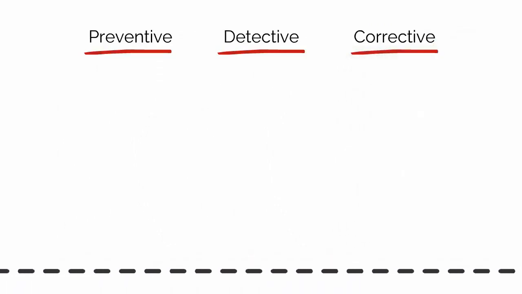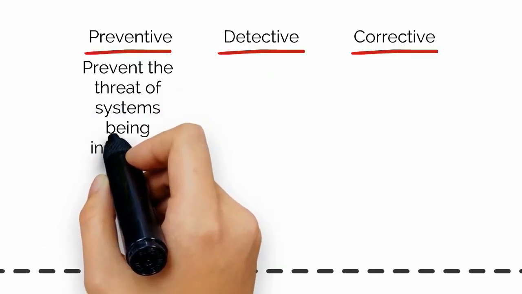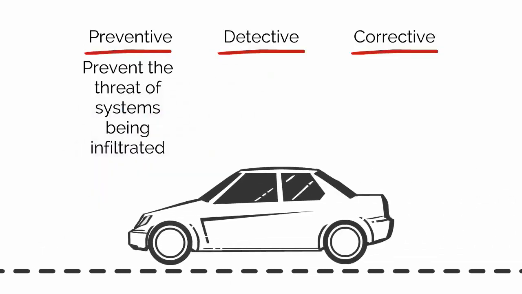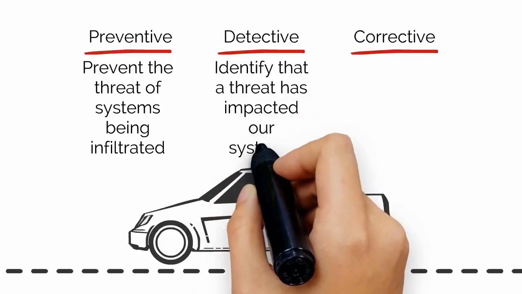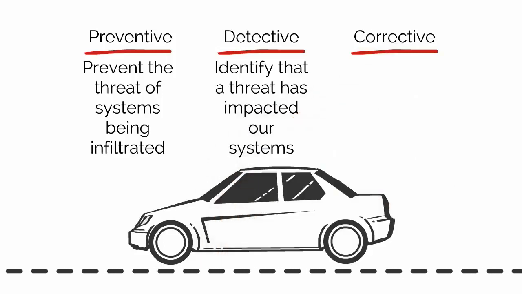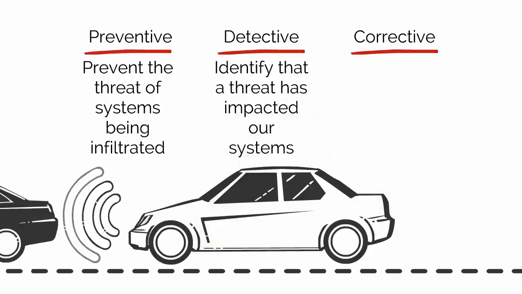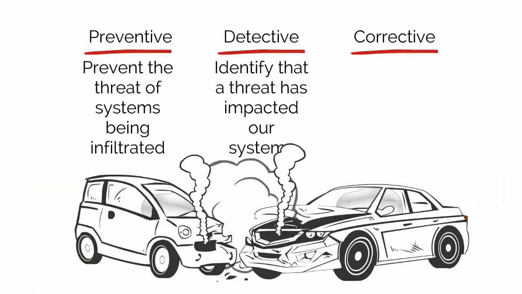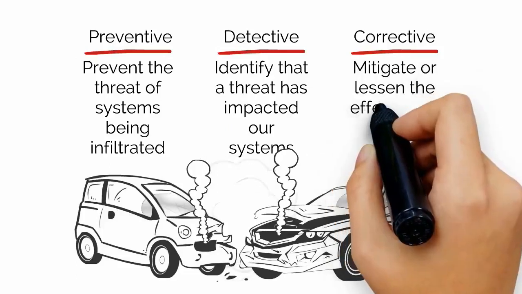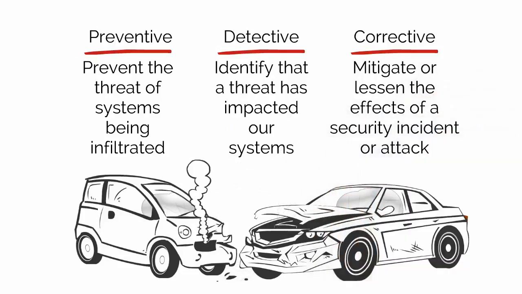Preventative controls exist to prevent the threat of systems being infiltrated, like staying within road markings prevents a collision with other traffic. Detective controls exist to identify that a threat has impacted our systems, like how many modern cars stop automatically when drivers do not brake appropriately. Corrective controls exist to mitigate or lessen the effects of a security incident or attack, like an airbag deploying after a collision.